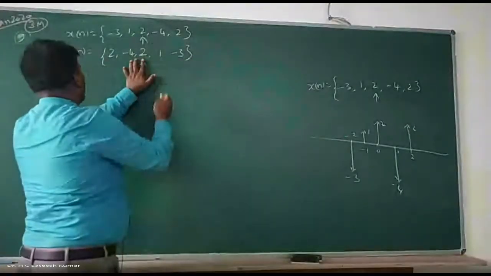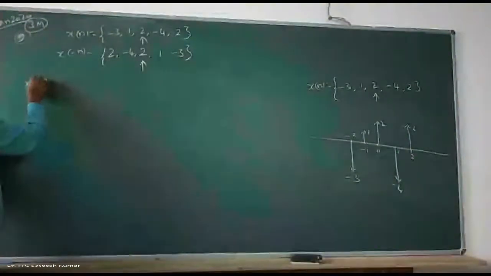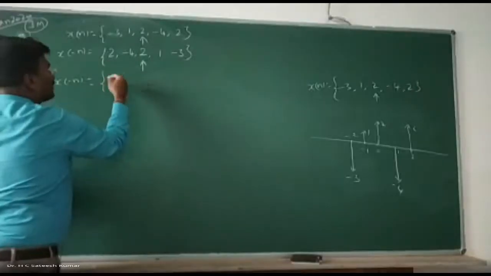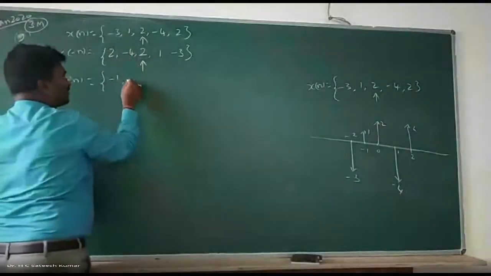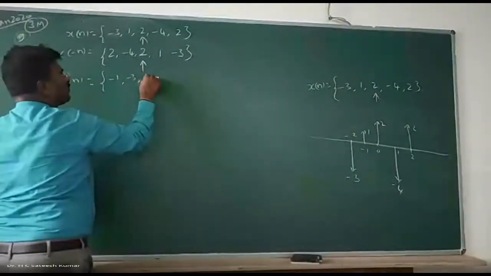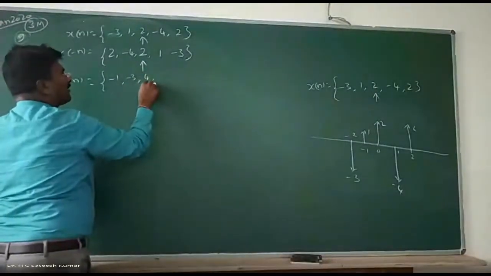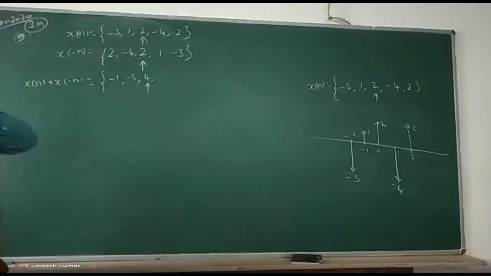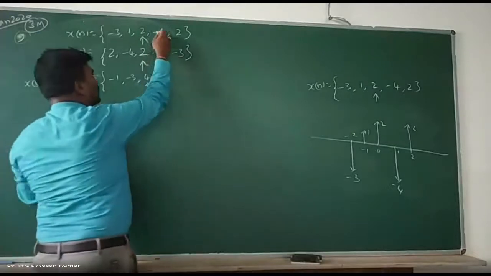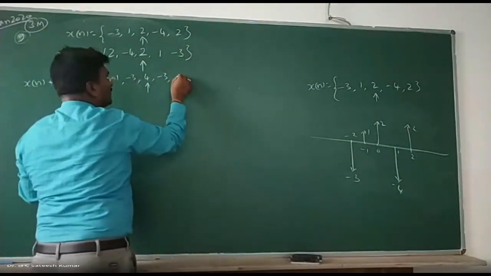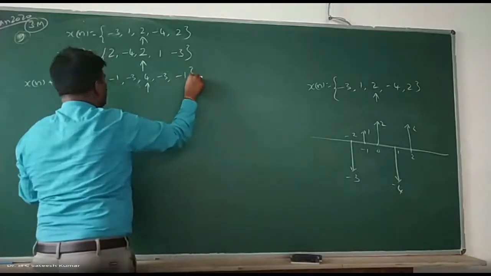Now add it. x of n plus x of -n is equal to what? -3 plus 2 is -1. 1 plus -4 is -3. Corresponding values you add. 2 plus 2 is 4. The arrow mark remains the same: the 0th element should be added with the 0th element only. And -4 plus 1 is -3, and 2 plus -3 is -1.